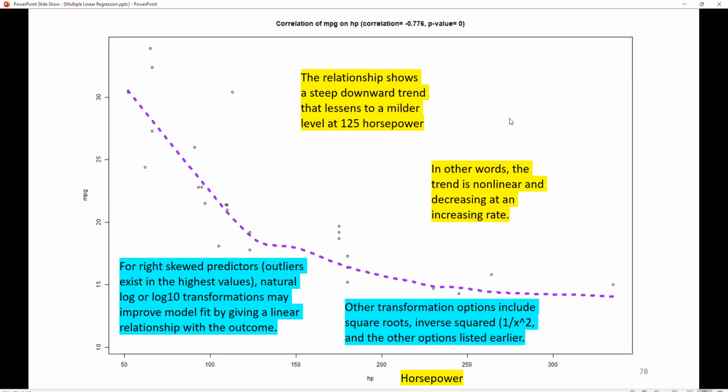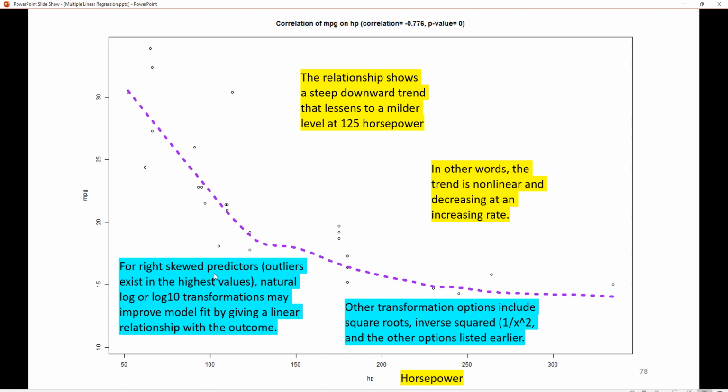So here's an example for the relationship between miles per gallon and horsepower. The relationship shows a steep downward trend initially that lessens to a milder level at 125 horsepower. So we see it drop, and then about 125 horsepower begins to level off. In other words, the trend is nonlinear and decreasing at an increasing rate.